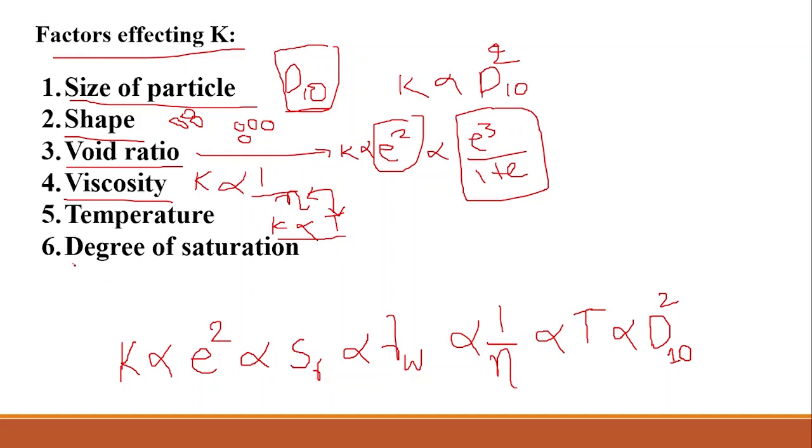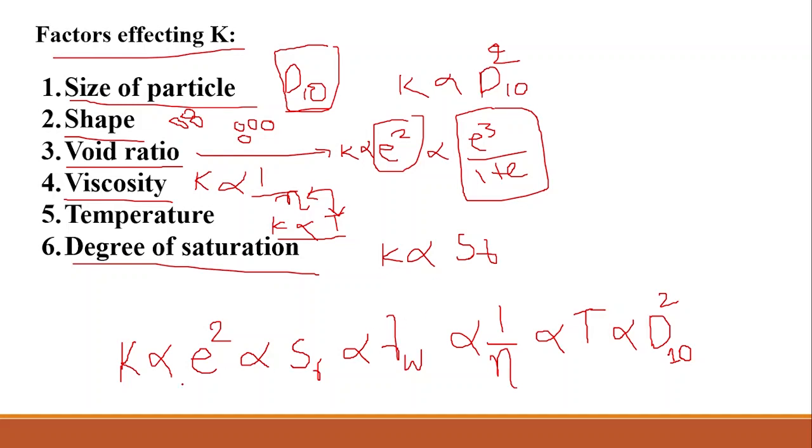Next thing, that is degree of saturation. I hope you also know about this. For all these terms, you have to know the basics. These basics are already uploaded on my YouTube channel. Please watch that video so that you can get an idea of basic terms like degree of saturation, porosity, void ratio, and all these things. K is directly proportional to degree of saturation. As the soil gets saturated, permeability automatically increases.